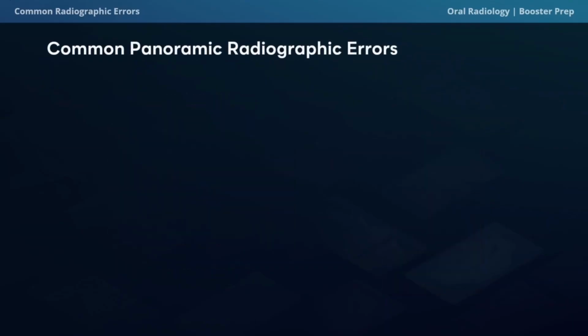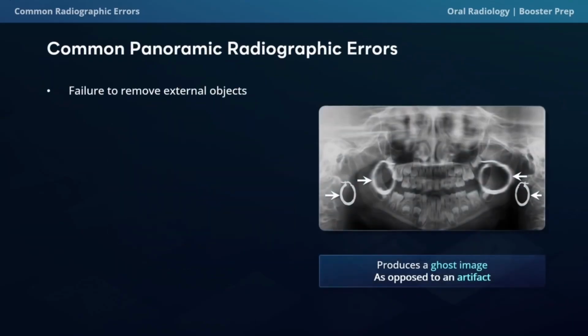Moving on to the most common panoramic radiographic errors, the first one is failure to remove external objects. In this case, we have earrings, which can be seen on our panoramic x-ray, and this caused a ghost image. A ghost image is a blurred, magnified duplicate that appears on the opposite side of that object. So for example, the large earring seen on the right side is actually a ghost image of the left earring.